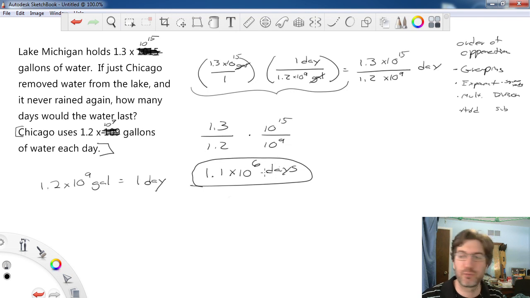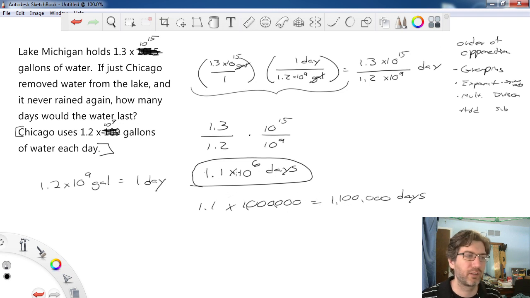But even if you solve this out, you'd be doing 10 to the 6th first, and that would be 1.1 times 10 to the 6th. That's 1, 2, 3, 4, 5, 6. That would be a million, right? Then 1.1 times a million is going to be 1.1 million. And that's what Lyra got. She just solved it out. But again, you can leave things in scientific notation. Any other questions about it?